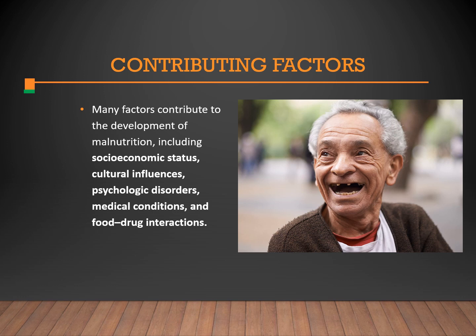This could be socioeconomic status. Are they poor and do not have access to food? Cultural influence. Is there a specific diet that their culture guides them to that leads to an imbalance of, say, things such as iron? Physiological disorders. Are they paraplegic or quadriplegic so that they cannot feed themselves? Medical conditions. There are many medical conditions that can lead to malnutrition.